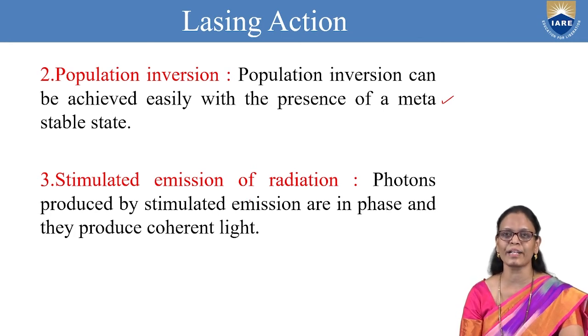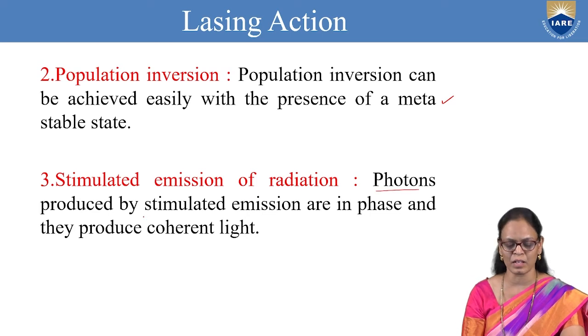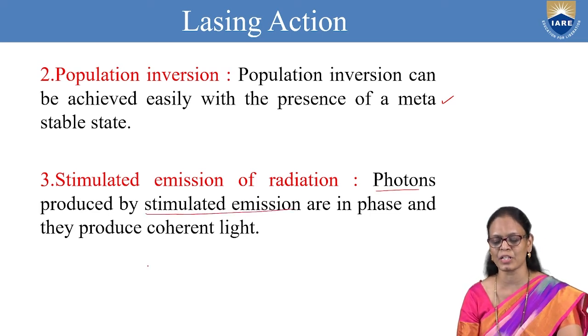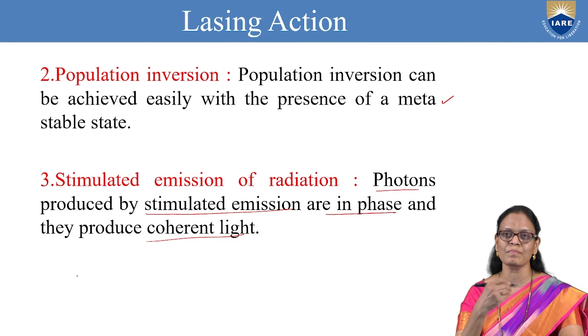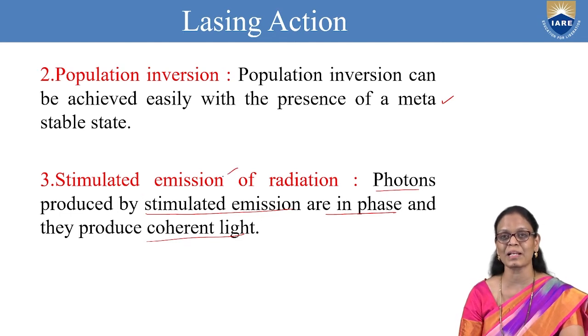Then comes the stimulated emission. The photons produced by stimulated emission are in phase and produce coherent light. If the atoms come down on their own, they will not be able to emit laser; they will not give coherent light. So what we are doing here is stimulated emission. By supplying energy, we stimulate the atoms present in the excited state with the help of an external photon so that they make a transition into the lower level.